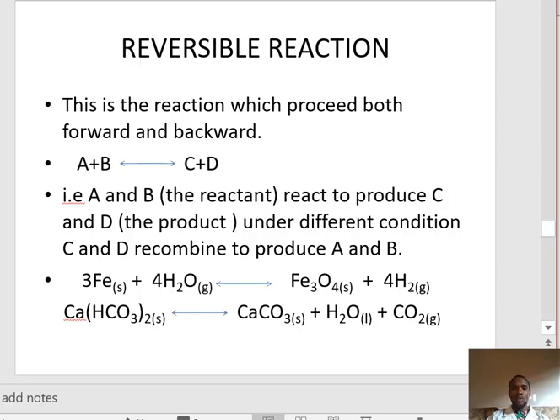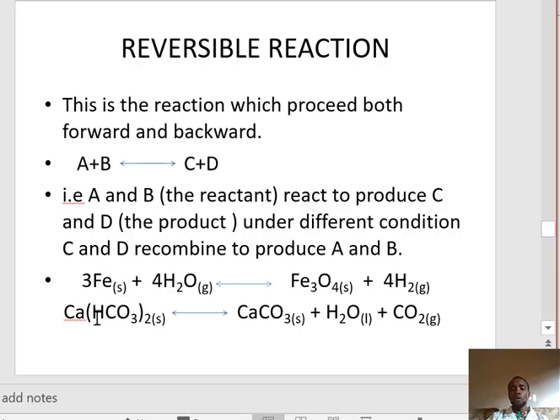When you look at this, we use two arrows, a forward arrow and a backward arrow, to show the reaction. It means A and B in this one will react to give you C and D, and C and D will also react under a different condition to give you A and B. So that is a reversible reaction.